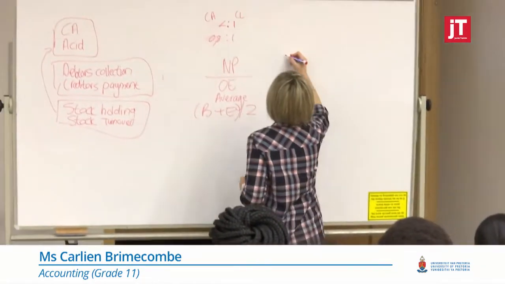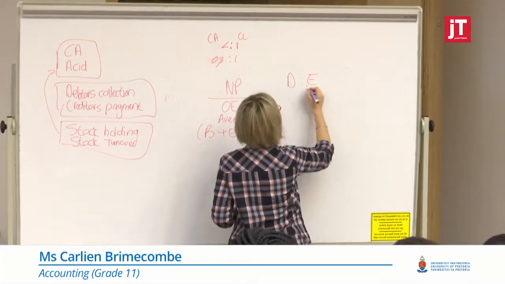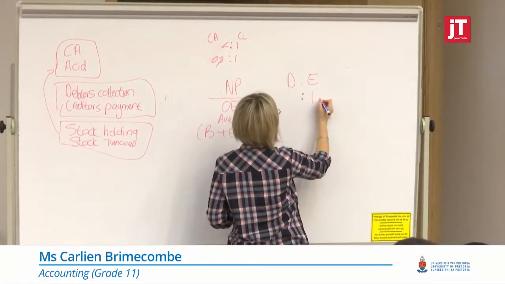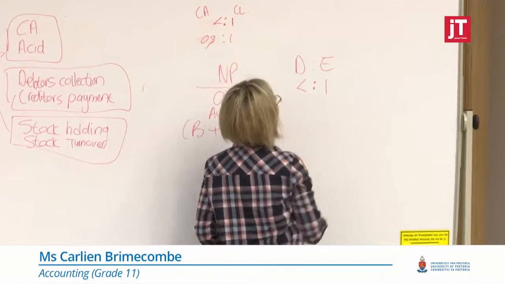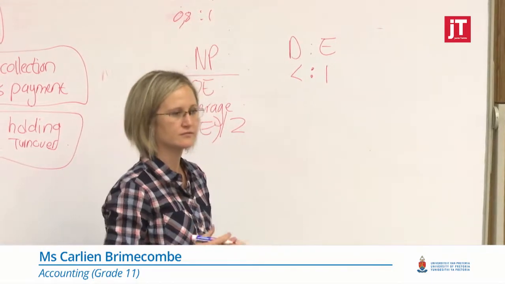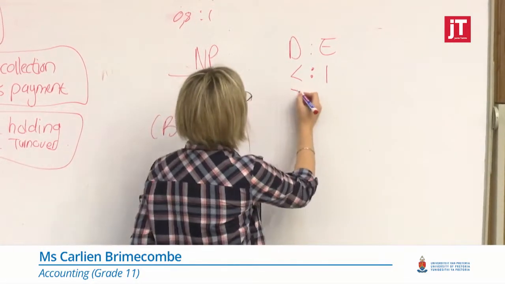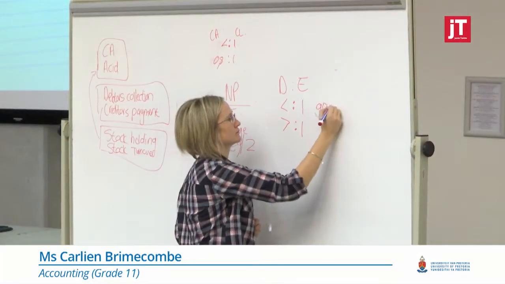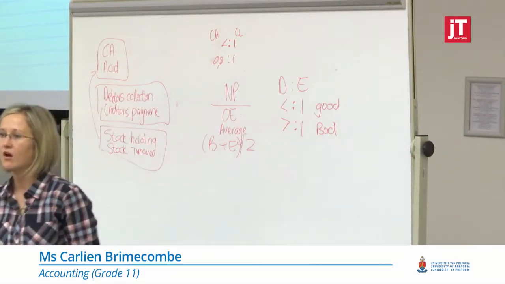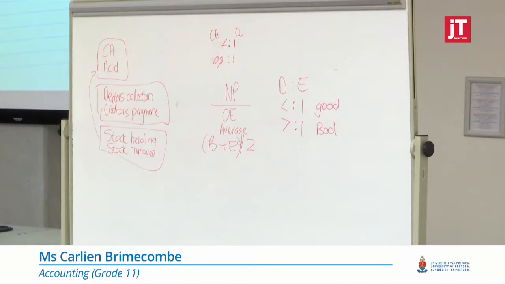So if our debt, D for debt, E for equity, and it's always 2:1, whenever the debt is less than the equity, that's good. Whenever the debt is more, then it means we are high financial risk. Good, if it's lower, it's low to moderate financial risk.